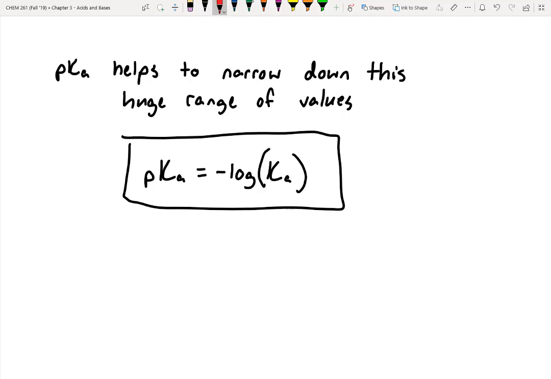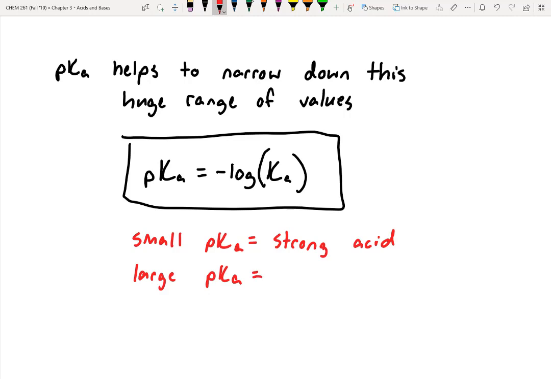All right, and I kind of mentioned this before. If we have a small pKa, what does that tell us about our acid? Is it strong or weak? Strong. Remember, it flip-flops. That's the thing that really confuses students. If you have a large pKa, it must be a weak acid. All right, so let's go back up and look at the values, and we'll kind of switch them to pKa units.